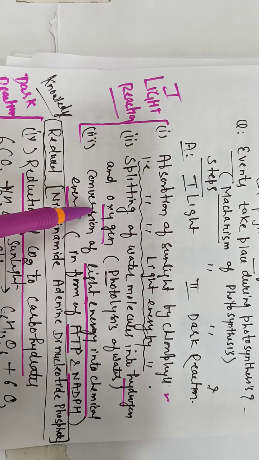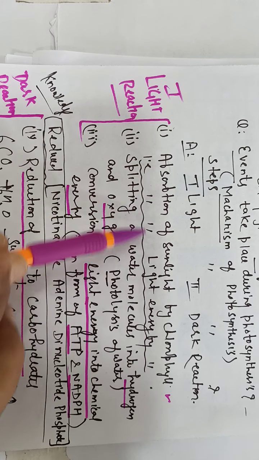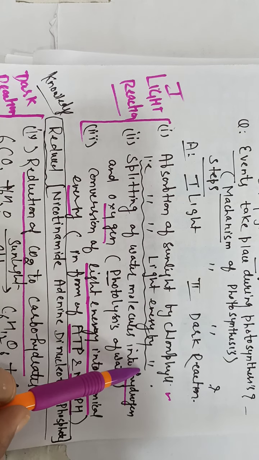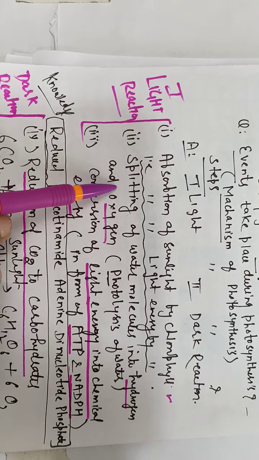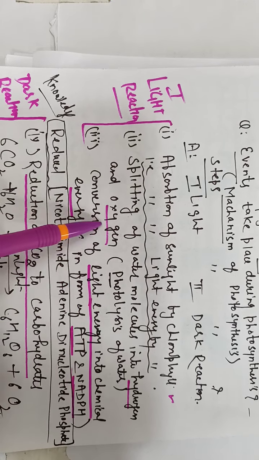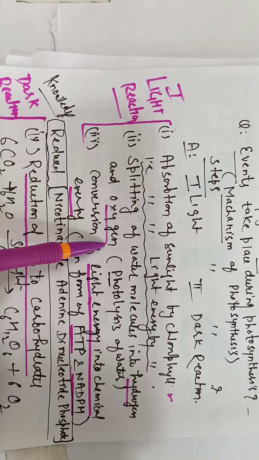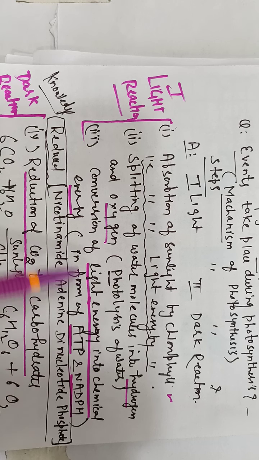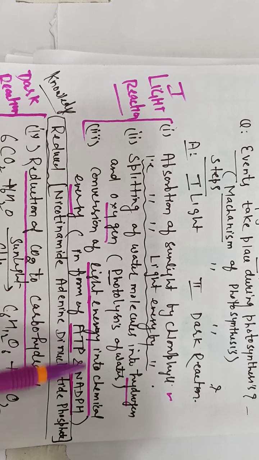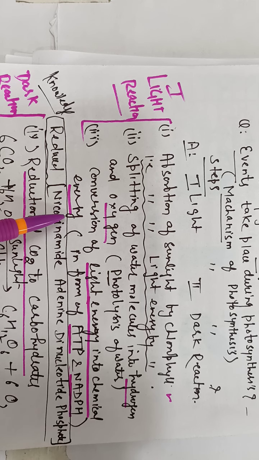three steps. Number one, absorption of sunlight by the chlorophyll, or we can say absorption of light energy by the chlorophyll. Chlorophyll is a green pigment, it absorbs energy from sunlight. Second, splitting of water molecule into hydrogen and oxygen. The water molecule breaks into hydrogen and oxygen, this we call photolysis of water. And the third one is conversion of light energy into chemical energy. Conversion of light energy into chemical energy.